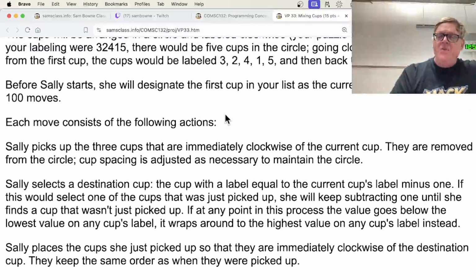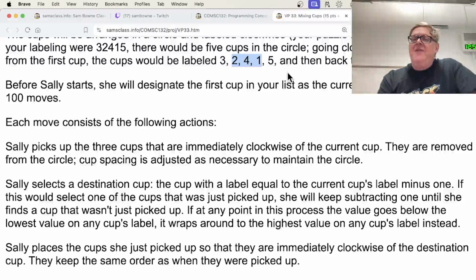And for each move, they pick up the next 3 cups after the current cup, remove them from the circle, and now they choose a destination cup by taking the label of the current cup minus 1. So in this case, they would pull out 2, 4, and 1, and the circle would be down to just 3 and 5. So they try cup 3. They will now try to find cup 2, but cup 2 is not in the circle anymore.